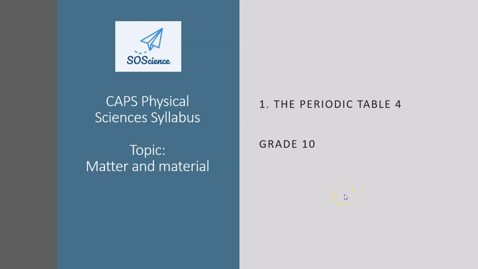Hello, grade 10s. In today's lesson, we are going to complete the section on the periodic table. All we still need to cover is the periodicity of atomic radius and ionization energy. There are model answers, there are model ways of answering these questions, and I'm going to take you through that.